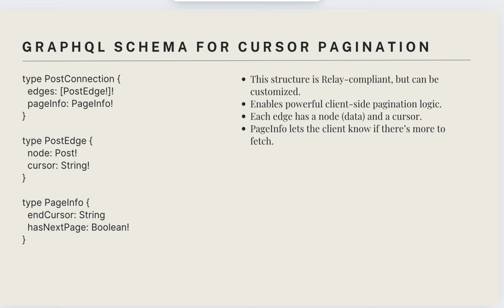Page info. It's metadata about the page, such as whether there's a next page and what the end cursor is. This structure is inspired by Relay, but you can use it without adopting the full Relay spec. It also decouples the schema from internal DB structure. You don't expose internal IDs directly.